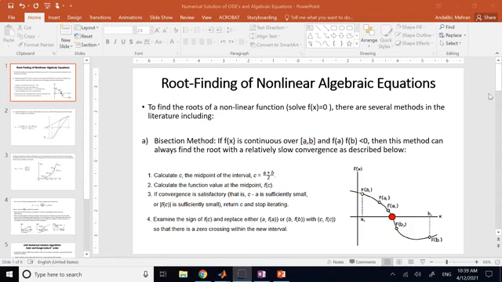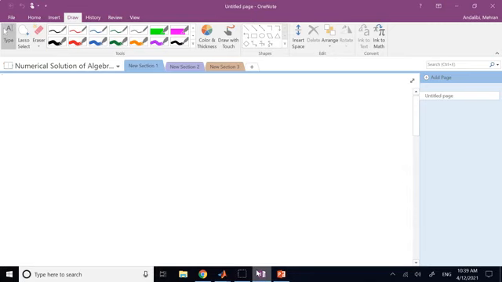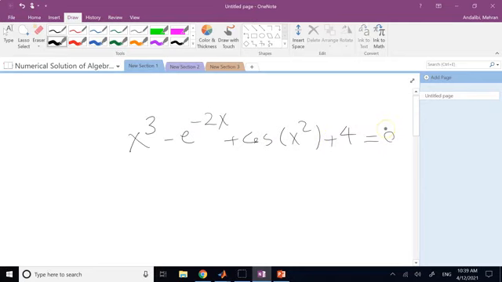But when it comes to nonlinear equations, I found that most of my students need a little bit of instruction. So I always ask in my class, let's say I give you an equation like this, for example, x cubed minus exponential of negative 2x plus cosine of x squared plus 4 is equal to 0. Can you give me the value or values of x for which this equation holds? And I found that they can't.